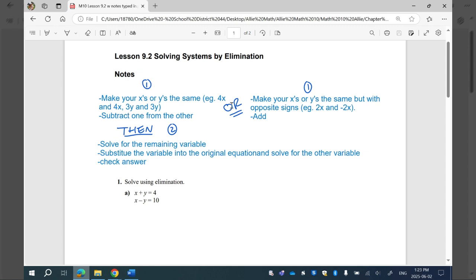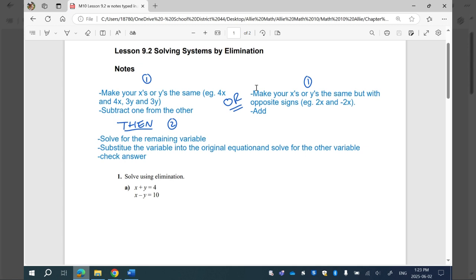Or you can make your x's and y's the same coefficient, but with opposite signs. So 2x and negative 2x, and then add them together. And that's how you're going to eliminate. You'll eliminate that one, and then you'll be able to solve for the other variable. You might use one or the other depending on the way the linear equations show up.